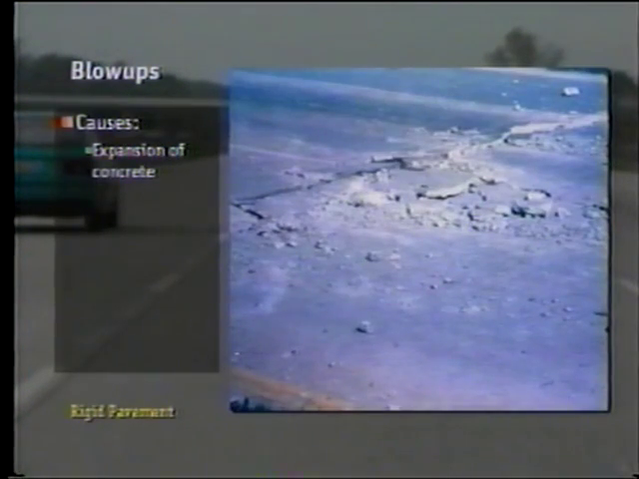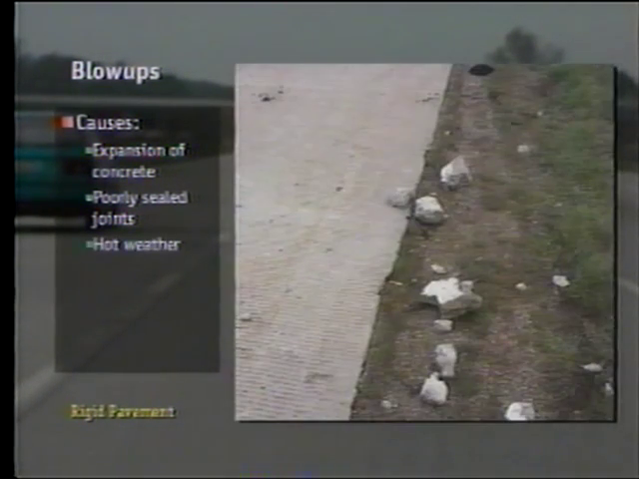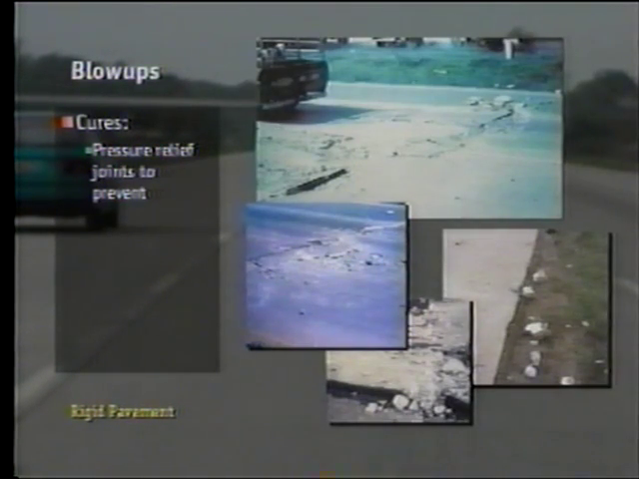Finally, blowups occur when a slab is pushed up or crushed at a transverse joint. This is caused by expansion of the concrete where incompressibles, such as sand, have infiltrated into poorly sealed joints and is often triggered by hot weather. This is more common in pavements with long joint spacing. To avoid blowups, pressure relief joints can be installed. Blow-up areas must be patched or reconstructed full depth.